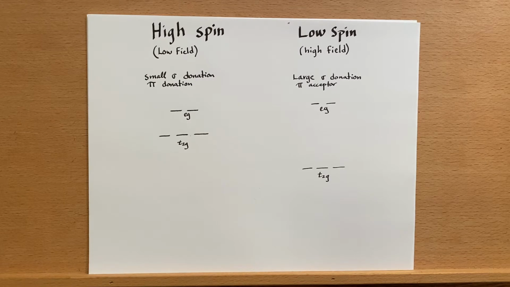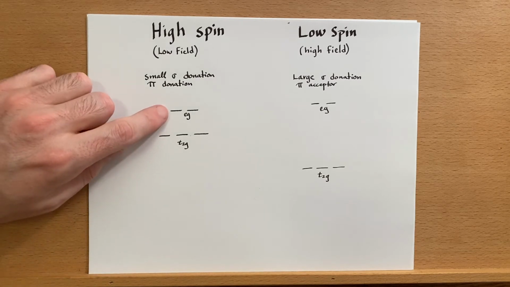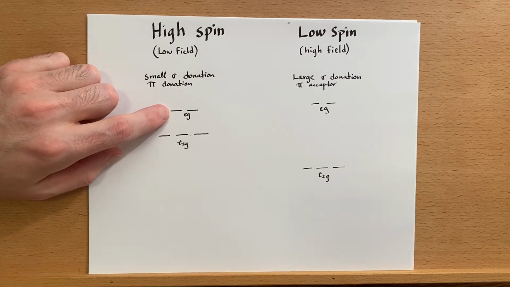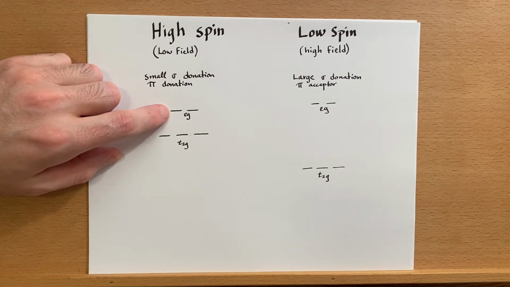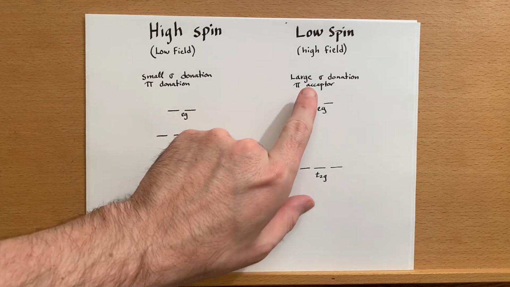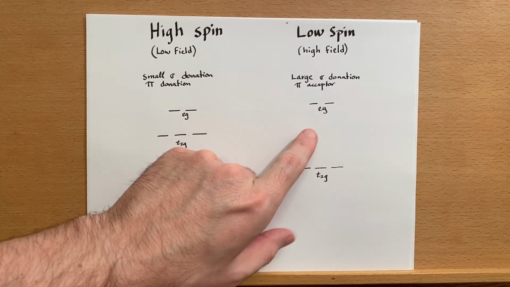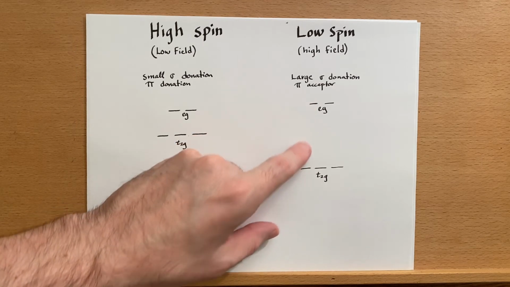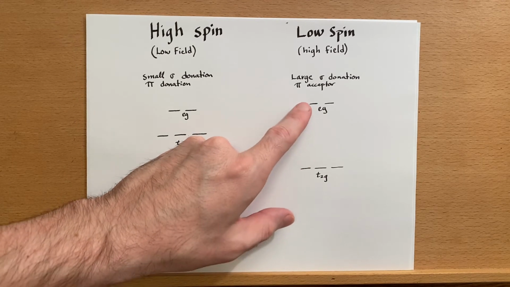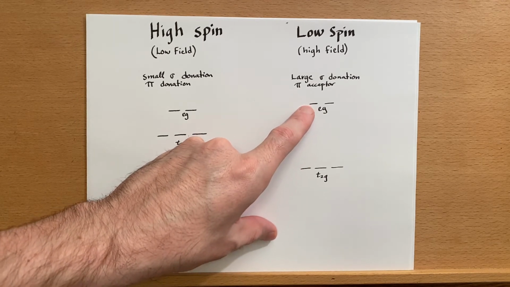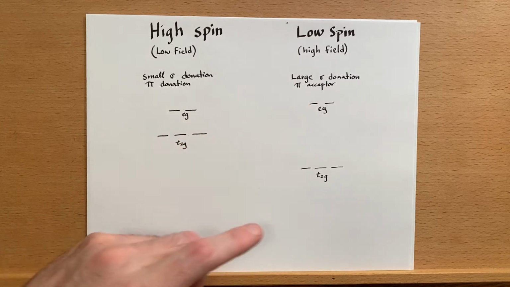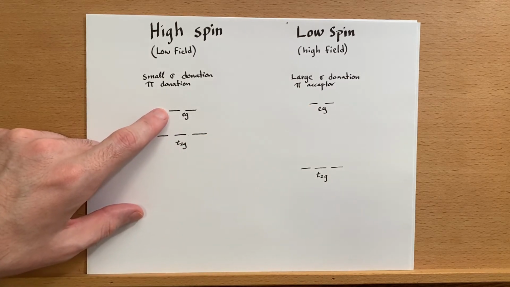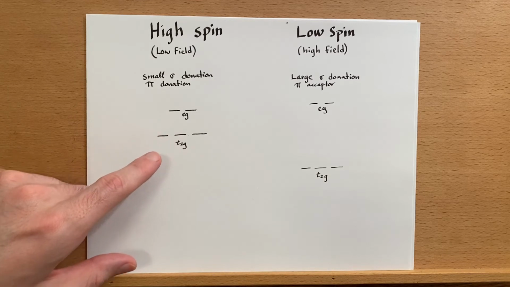So if there's very little electron density flowing from the ligands into the metal, the effect on the Eg orbital will be less. Conversely, if there is a large sigma donation, then there'll be a much larger gap in between the T2g and the Eg orbital. These will get pushed up quite a bit more than these did. These just got pushed up a little bit.